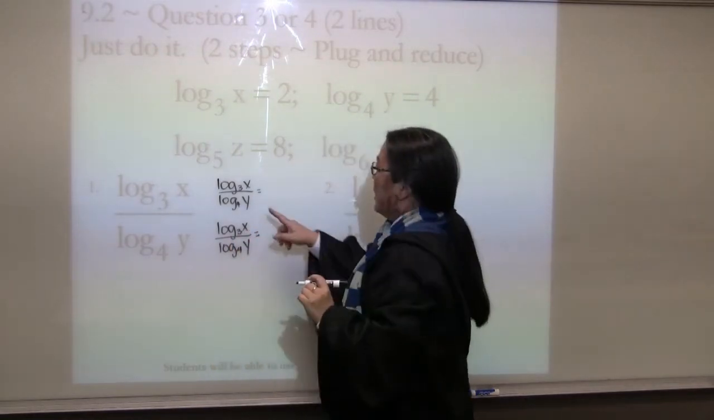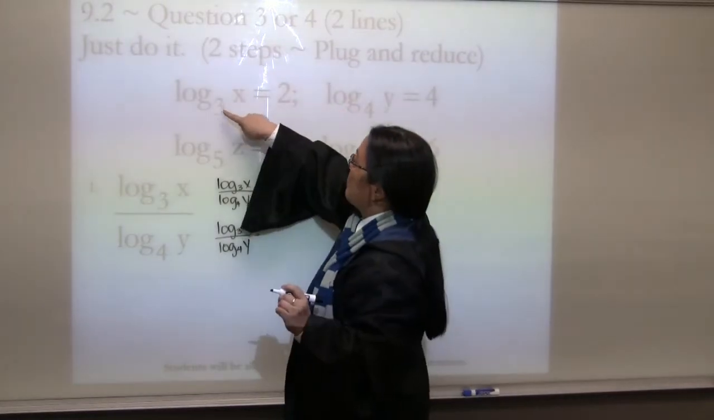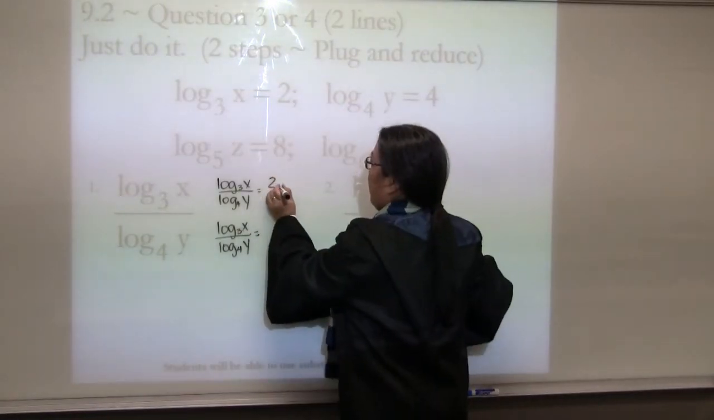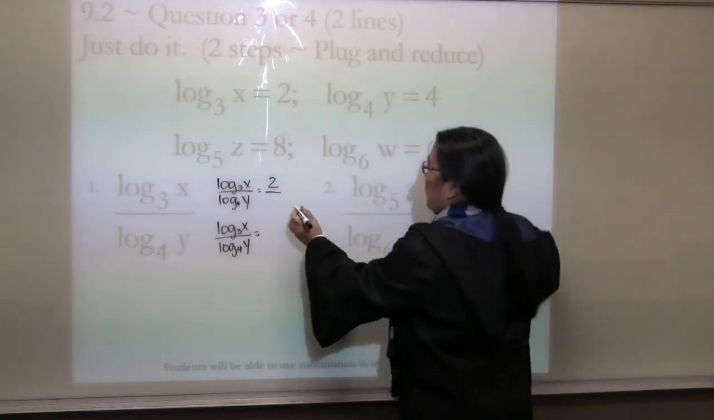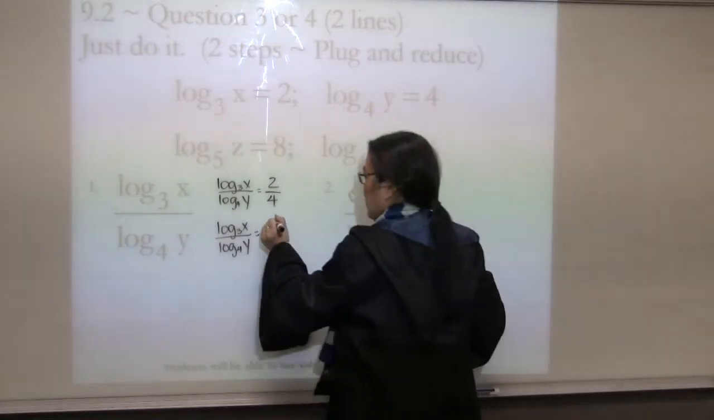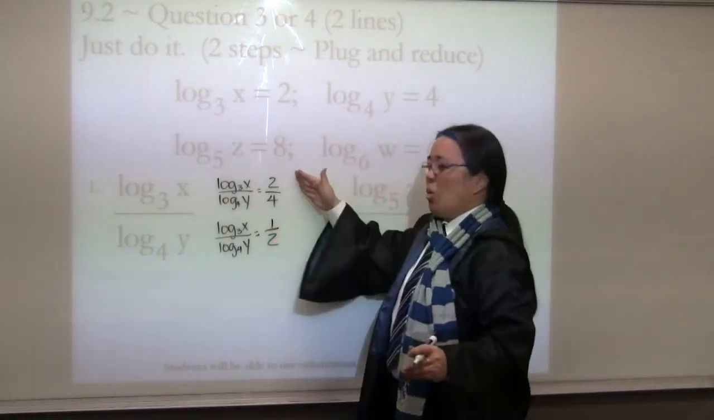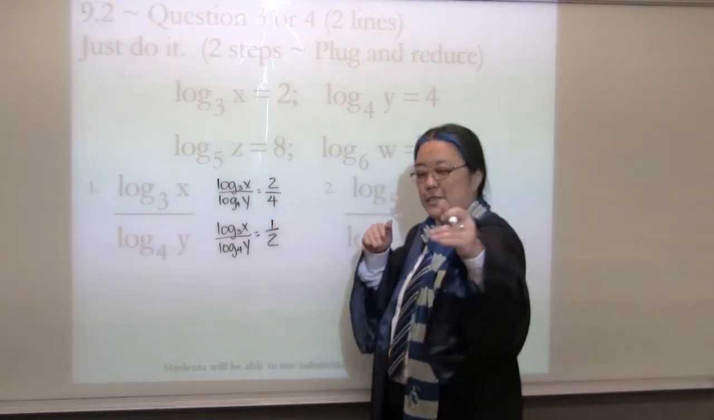All right, log base 3x. I have given you a lot of information, but log base 3x is 2 over log base 4y. Log base 4y is 4. And hey, you've come this far in math to do 2 over 4 is 1/2. Work, answer. Question on the left-hand side, equal signs all lined up.